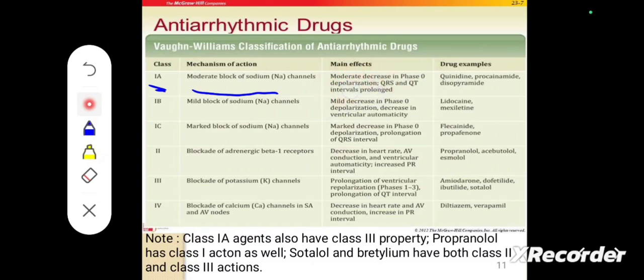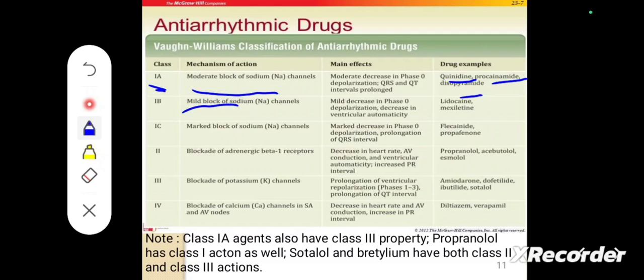So what are the examples of class 1A drugs? First quinidine, second procainamide, and disopyramide. We can remember these three drugs by applying a simple shortcut: "question produce the difficulty." So Q is for quinidine, procainamide, and disopyramide.